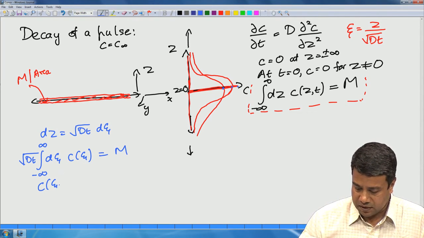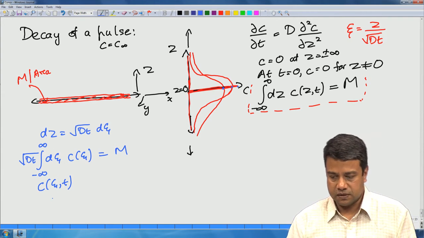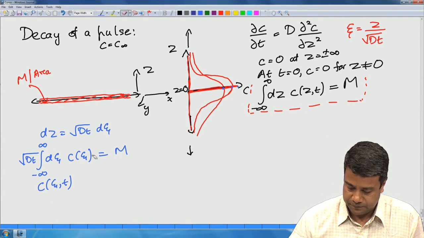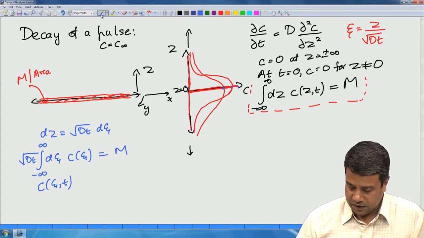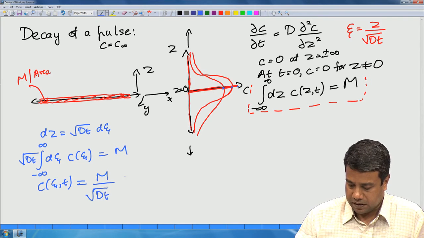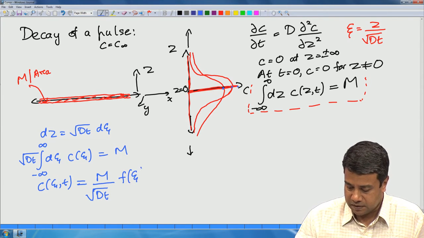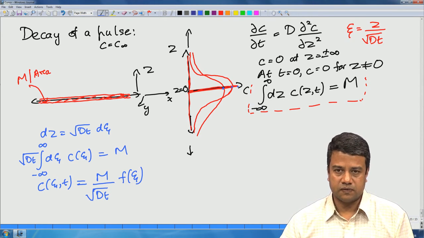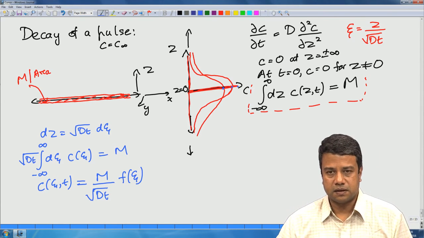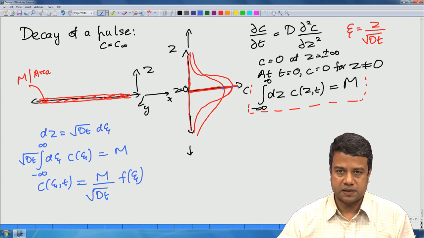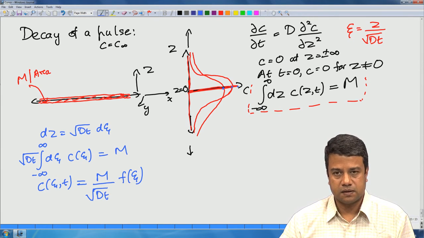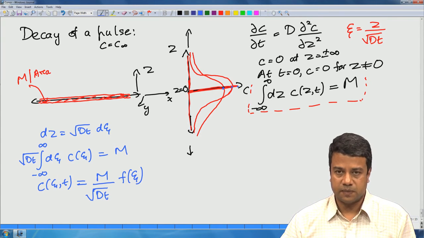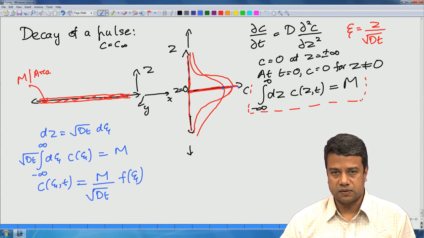It is no longer just a function of psi, it should also be a function of t. So, I can write this as m by root Dt times some dimensionless function of psi, because the maximum concentration now has to decrease as 1 over root Dt as the thickness of this plume spreads proportional to root Dt. So, this is the form of the expression that I have to use in the concentration balance equation in order to get a similarity solution.